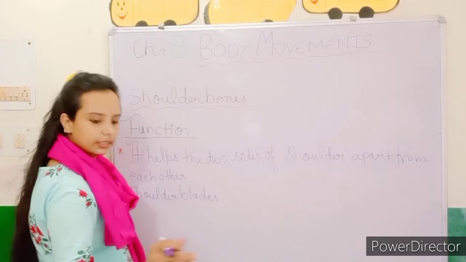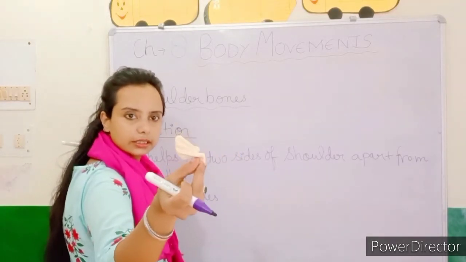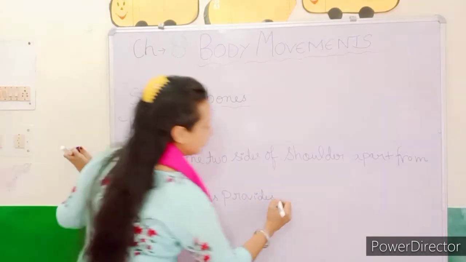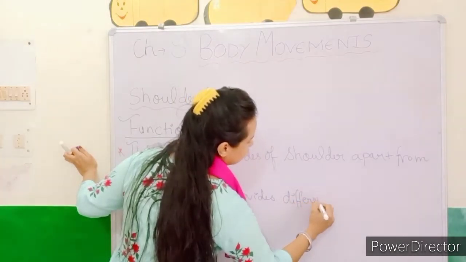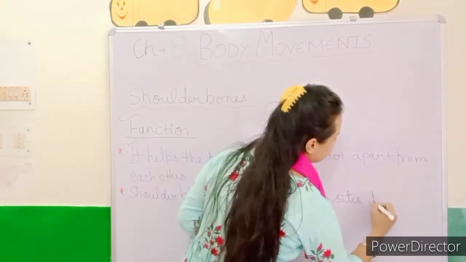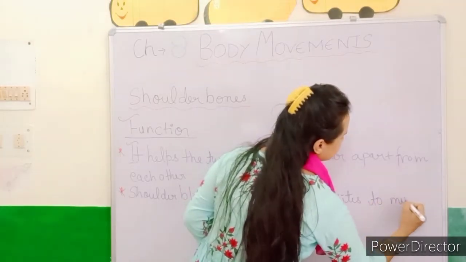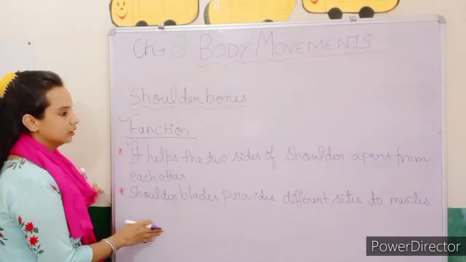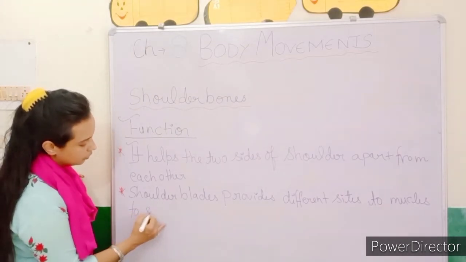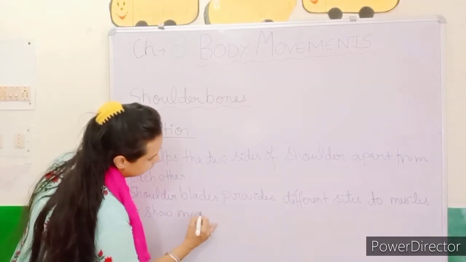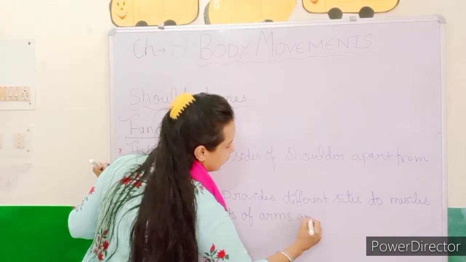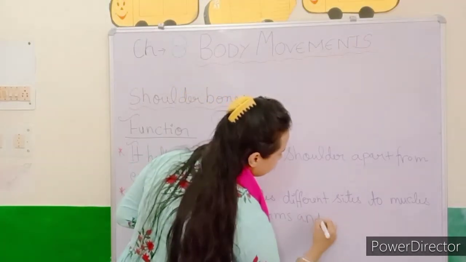Provides the shoulder blades, that I showed you, these are known as the shoulder blades. It provides different sides, to show muscles, or we can say to show movements of arms and neck.